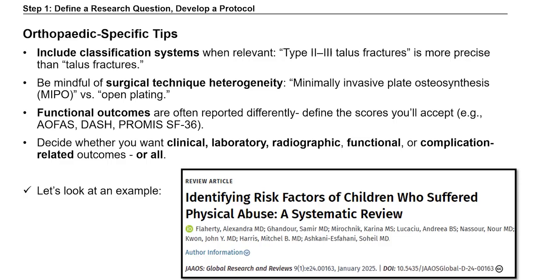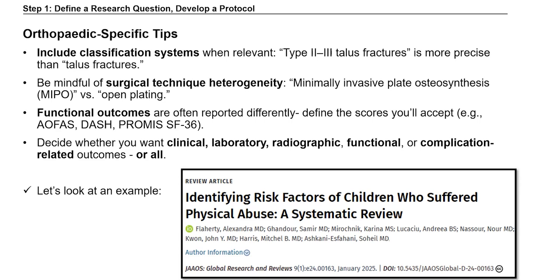Decide whether you want clinical, lab, radiographic, functional, or complication-related outcomes, or you want all. You have to know what you're looking for. This will help you later when you're designing the data sheet, the Excel sheet that you want to give to your team to gather data. So that's something to be mindful of.